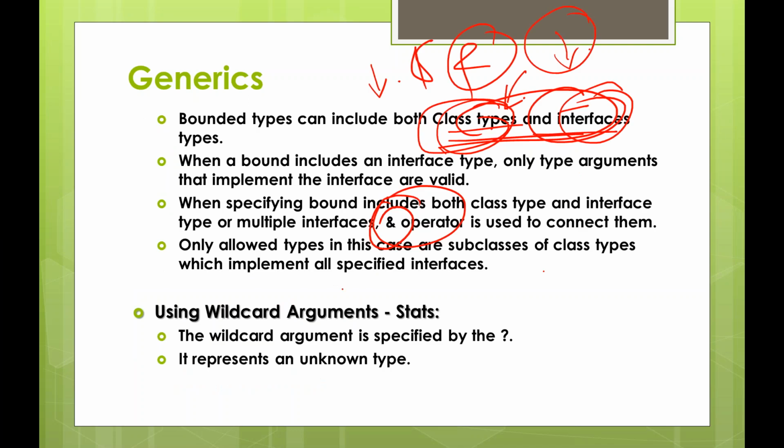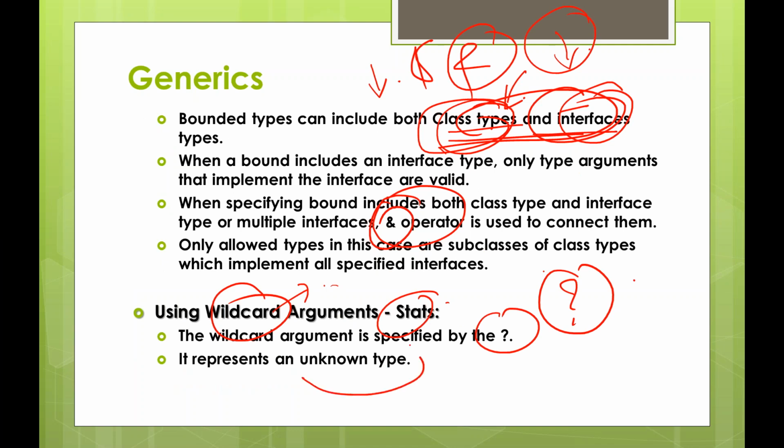Okay, so now let us come to this particular concept, that is wildcard arguments. A wildcard argument is specified by using a question mark, and it represents an unknown type. So in which scenarios do you use wildcards?